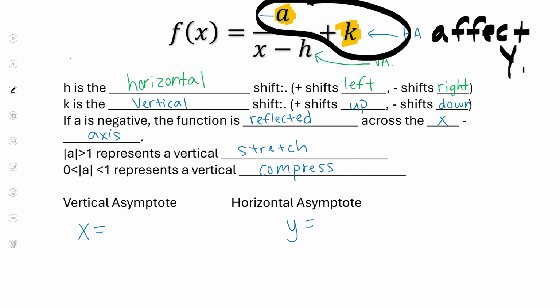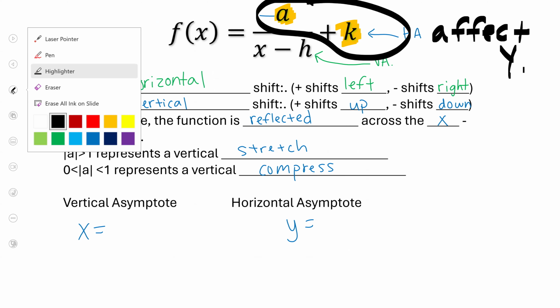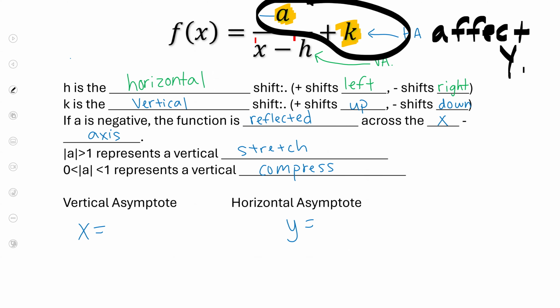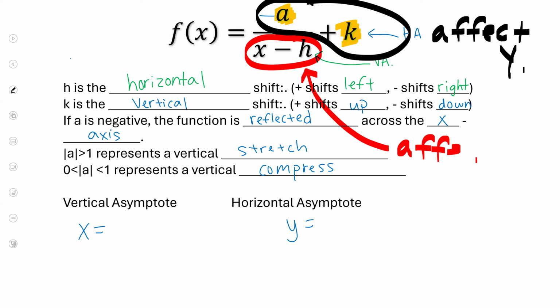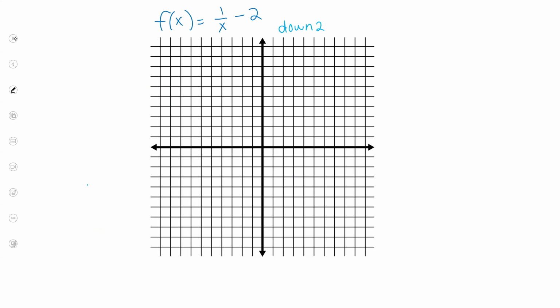Okay? The only thing that affects the X's are what's right by the X, left and right. This is the only thing that affects X. Okay? Everything else will affect Y. Okay, so let's go back here.